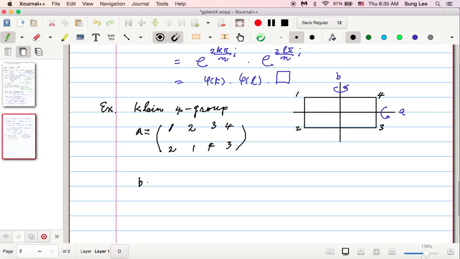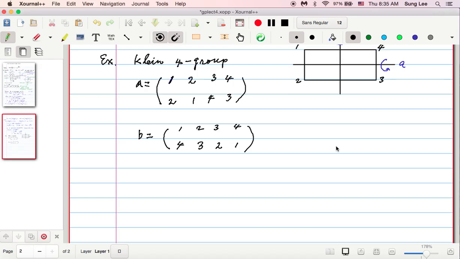And the rotation B, if you rotate about the y-axis by 180 degrees, right? So 1, 2, 3, 4. 1 goes to 4, 2 goes to 3, and 3 goes to 2, 4 goes to 1. Okay, so we get this permutation.